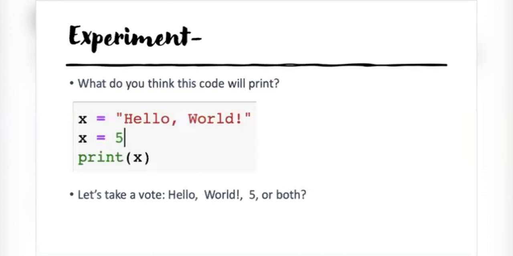So let's experiment a little bit with our variables. What do you think this code will print? x is equal to hello world, and we follow it up with x is equal to 5. What do you guys think that Python's going to print out? Do you think it's going to print out hello world, 5, or is it going to print both, like hello world 5? What do you guys think? Take a quick pause and put in your guess.